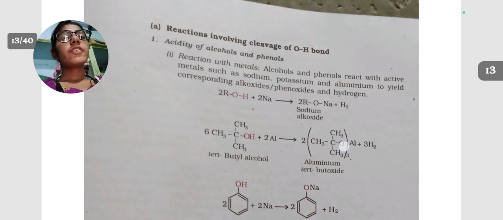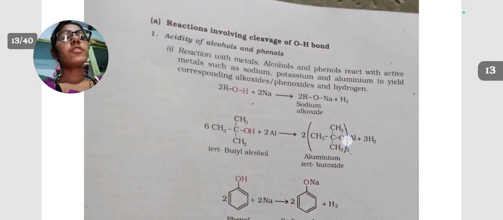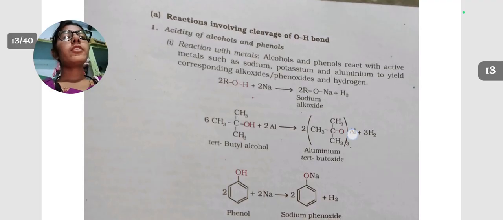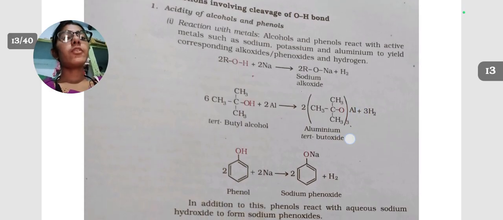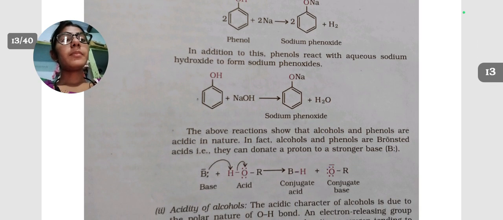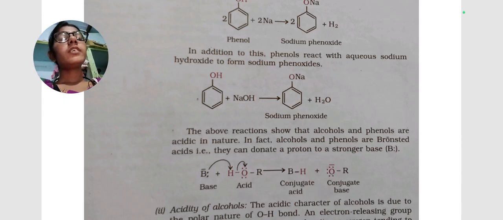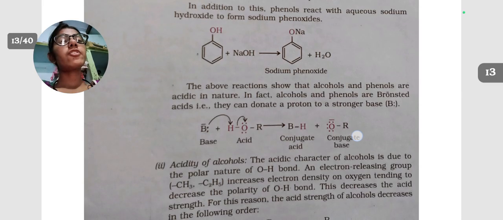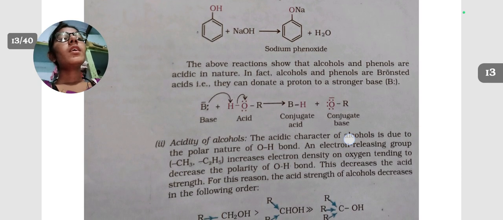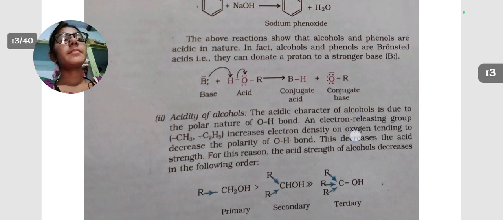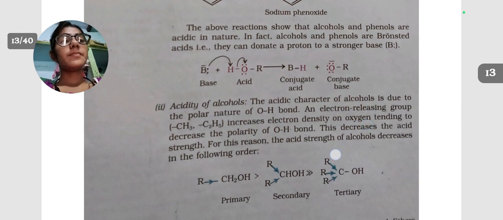First is the reaction with metals. Alcohols and phenols react with active metals such as sodium, potassium, and aluminum to yield the corresponding alkoxide and hydrogen. In these examples, phenol reacts with aqueous sodium hydroxide to form sodium phenoxide. The above reactions show that alcohols and phenols are acidic in nature. In fact, alcohols and phenols are Bronsted acids. They donate a proton to a strong base.